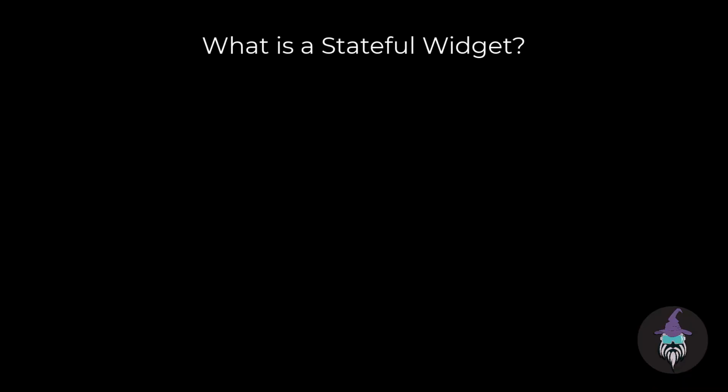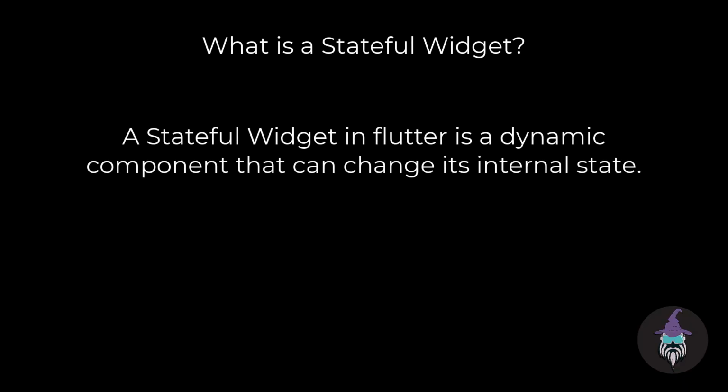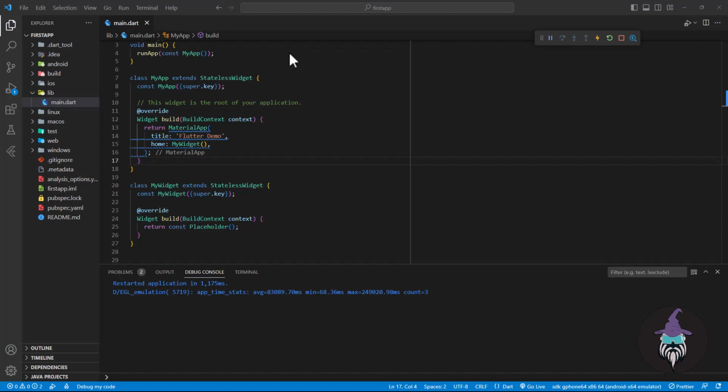So what is a stateful widget? A stateful widget in Flutter is a dynamic component that can change its internal state and is used to build interactive components that respond to user actions and other events. To put it simply, a stateful widget is like a smart component that can change and adapt over time. It reacts to users' interactions, data changes, and other events. While a stateless widget represents a static part of your user interface, a stateful widget represents the dynamic part of the user interface.